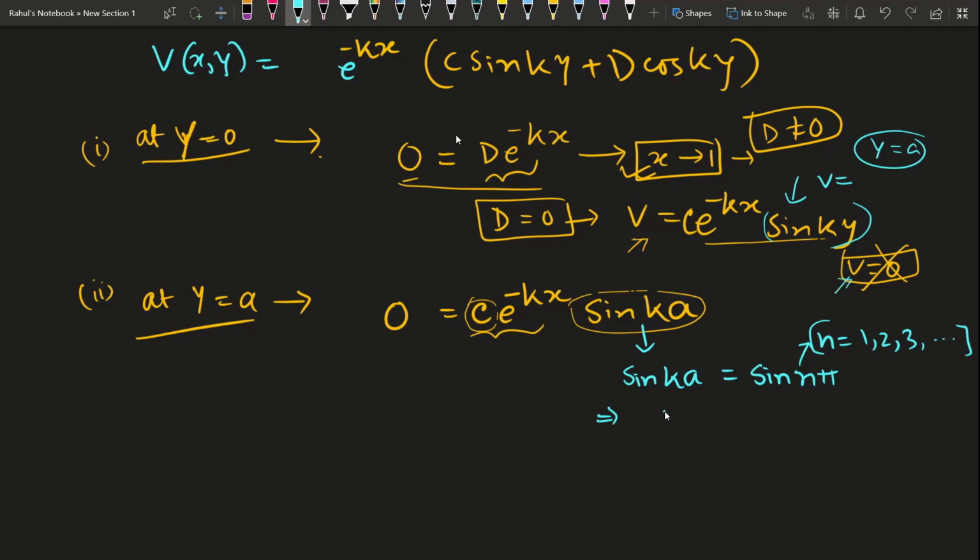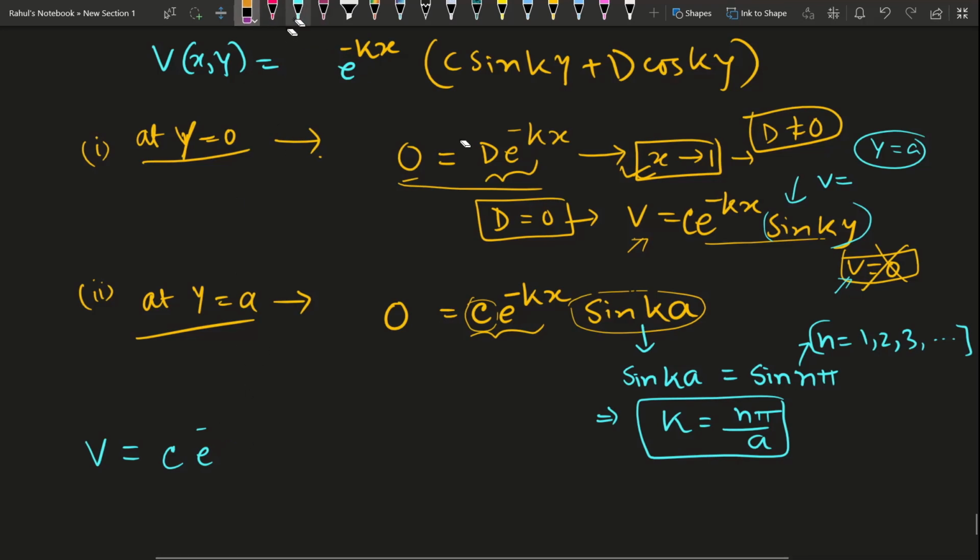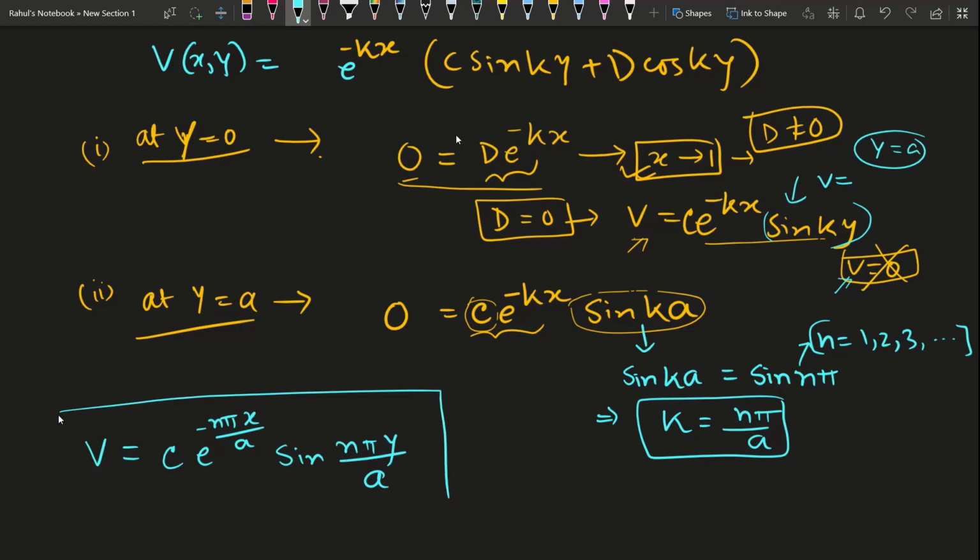Now what will be the value of k right now? N pi over a. This is another condition. So what will be the actual solution? V of x, y is equals to c e to the power minus n pi x over a, sine n pi y over a, right? This becomes the solution.